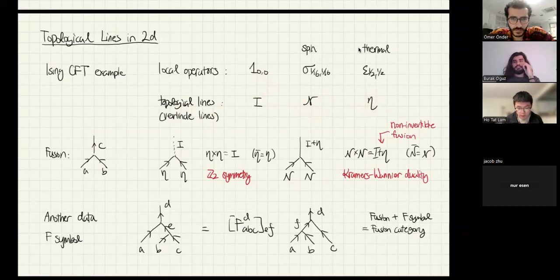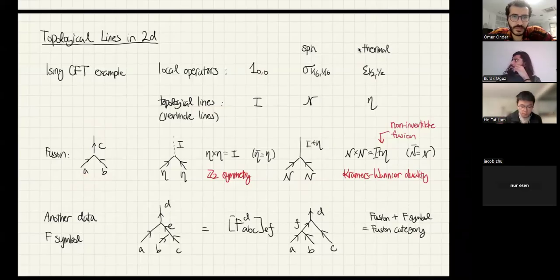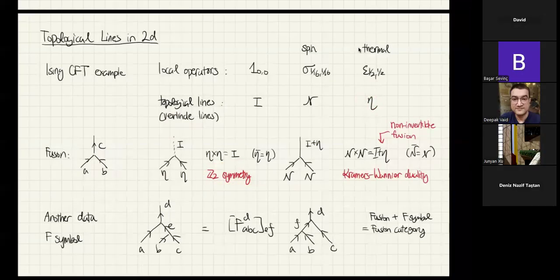The important property of these topological lines is that you can imagine bringing 2 topological lines in and then fusing them into a new line. This is what fusion is describing. It's saying that if I bring lines A and B together, they can give you a different topological line. For example, if I bring eta and eta in, it will give you the identity. This describes a Z2 symmetry, because I'm applying the symmetry twice and it just recovers the identity. So you just undo the symmetry. That's why this eta line is essentially describing the Z2 symmetry in Ising CFTs.